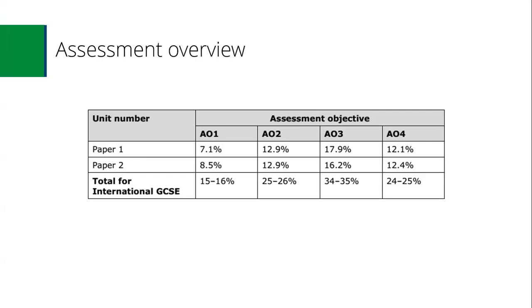Okay, so the assessment overview here. Paper 1 is worth 7.1%, paper 2, 8.5, in which we're concentrating on 12.9 for AO2, 16.2 for AO3, and 12.4 for AO4. So you can see there that AO3 is still the larger majority of the objectives, and it's certainly one you can plan into your teaching to make sure students have a really good understanding of.